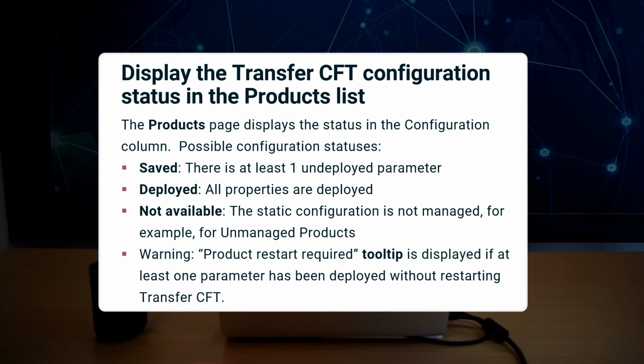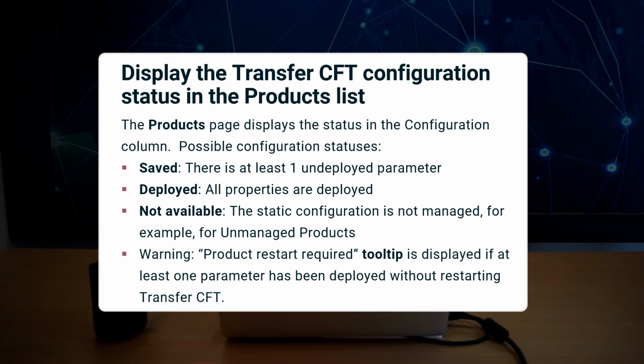Display the Transfer CFT configuration status in the products list. The products page now offers additional information in the configuration column. Possible configuration statuses are: saved if there is at least one undeployed parameter, deployed if all properties are already deployed, and not available if the static configuration is not managed, which is applicable for secure transport and unmanaged products.